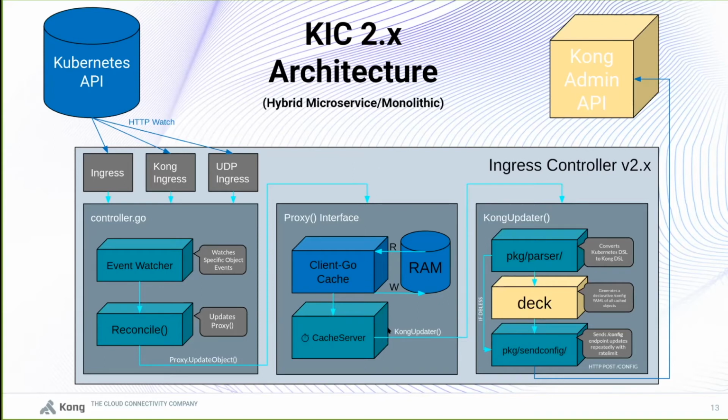But again, this is pretty much just a cache server at this point and doesn't really understand or know anything about the last bit, which is updating Kong with these changes. So instead of having to know any of the internals or using the libraries directly, there is a function, Kong updater, and it just sends the updates over onto that at a regular interval. That remains pretty much the same, that backend, since the last architecture. So parser, deck, and config.